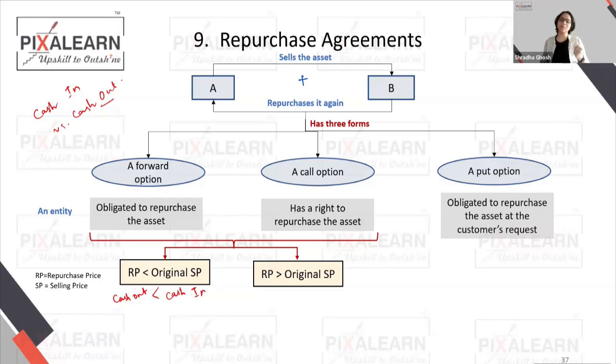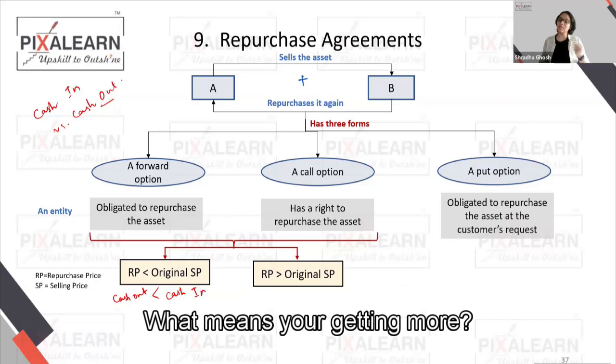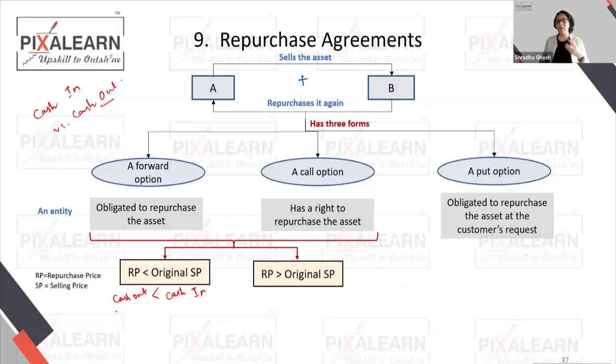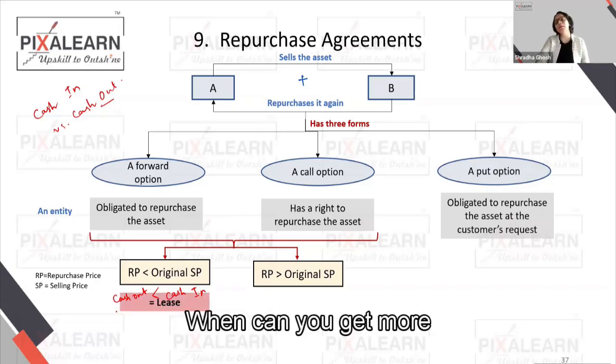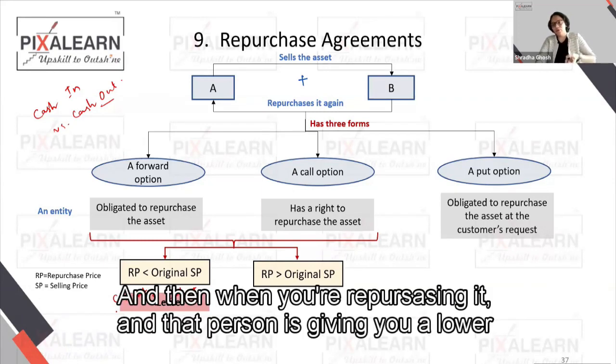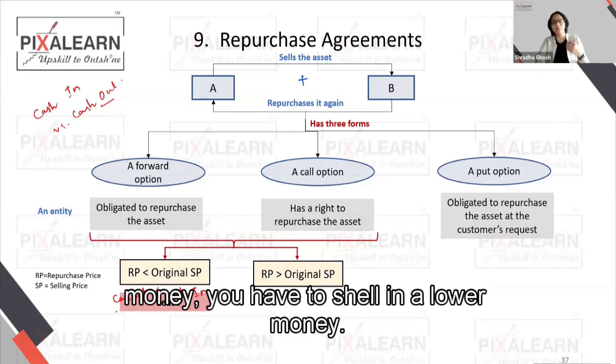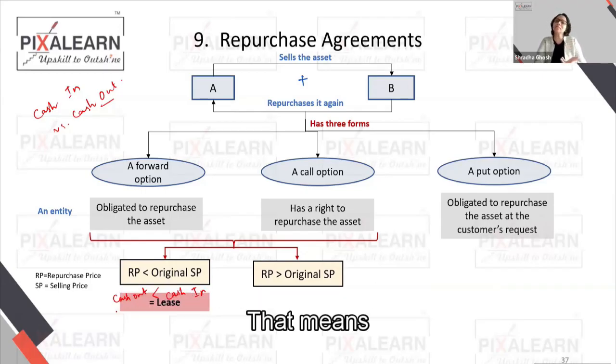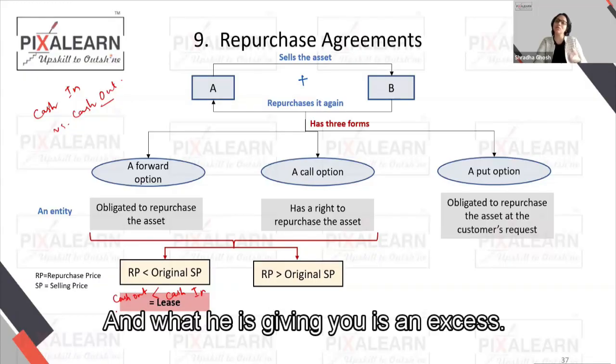Can you understand this? That means you are getting more, right? When can you get more? When you are selling an asset to somebody and then repurchasing it, and that person is giving you a lower money, right? You have to sell at a lower money. That means that person is occupying the asset, and what he is giving you is in excess.